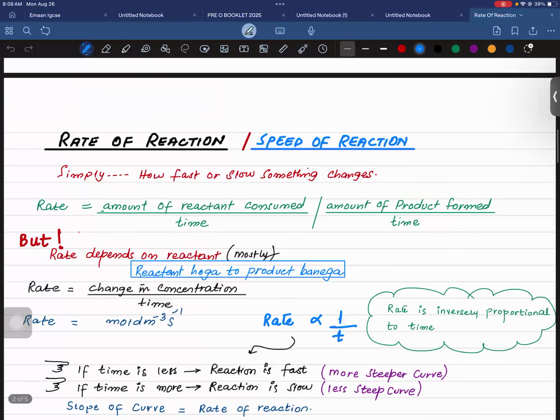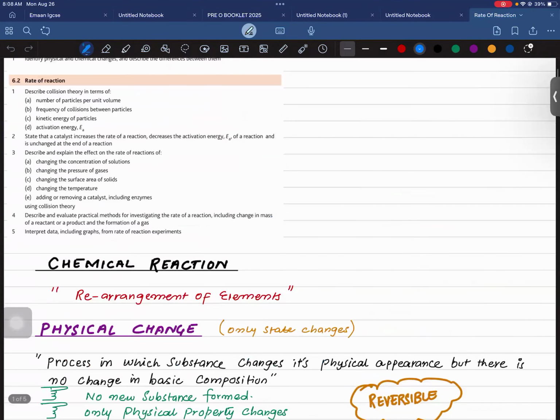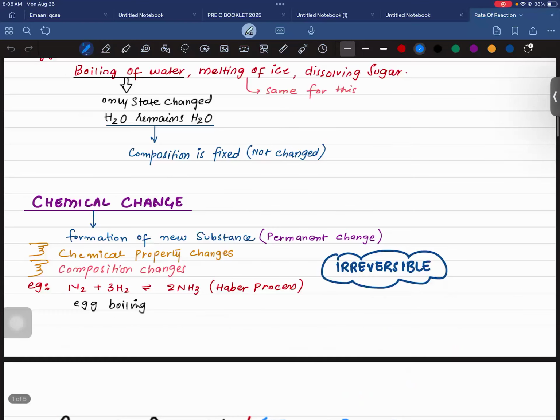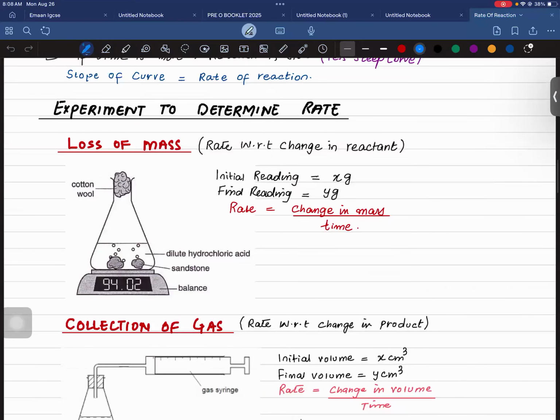So yes, we are going to discuss today the practical methods for investigating the rate of reaction. According to the syllabus, you need to describe and evaluate practical methods for investigating the rate of reaction, including the change in mass of a reactant or a product and the formation of a gas. So obviously we have to consider any type of experiment. This is the thing that we are going to do: an experiment to determine the rate of reaction.